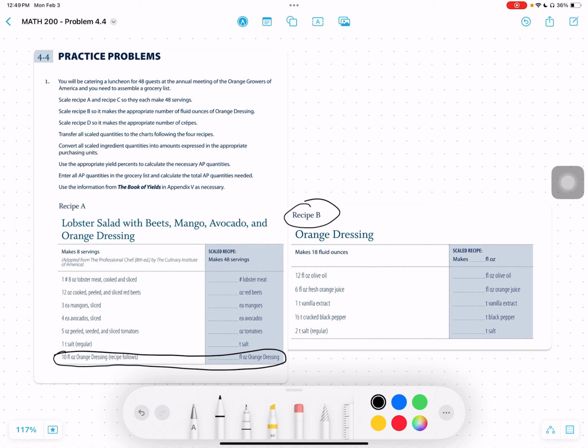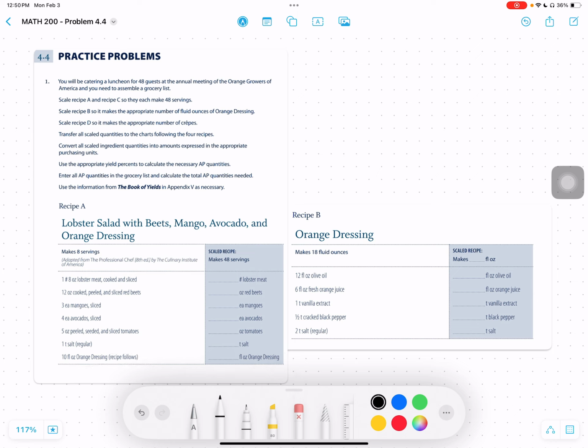Sometimes you have to make several recipes, let's say dressings or fonds or any other preparation that you're going to include into a main dish. Okay, so let's go ahead and start working on this.